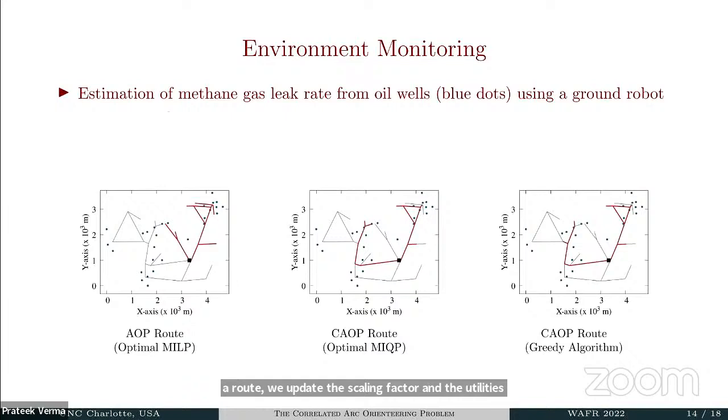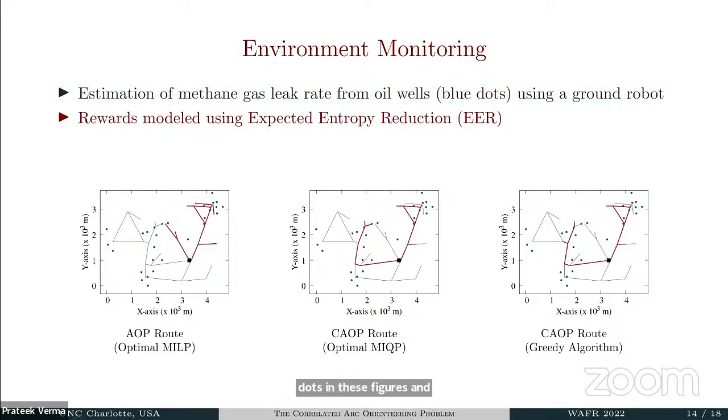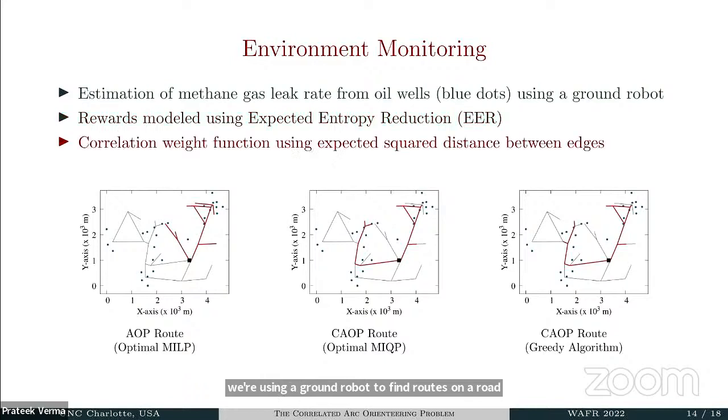So we applied COP to an environment monitoring problem where we wanted to estimate the methane gas leak rate from oil wells. And these oil wells are shown as blue dots in these figures. And we're using a ground robot to find routes on a road network. We model the rewards as expected entropy reduction. And the correlation weight function is developed using expected square distance between the edges.